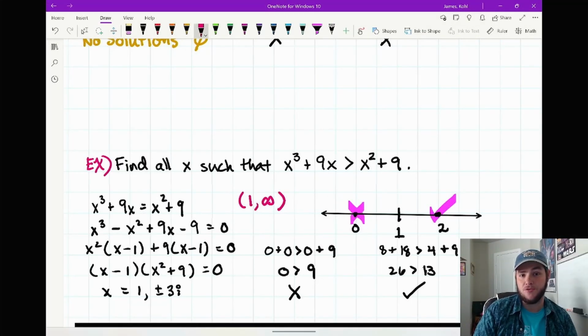I found that the solution set is 1 to infinity, excluding the 1. Notice that the solutions, or when it's equal to 0, are when x is 1 or plus or minus 3i. But I only need to consider my real solutions. So I'm just going to look at 1 on my sign chart. I tested 0 and 2. 0 gave me that the inequality doesn't work, so it doesn't work to the left of 1, but it does work to the right of 1.